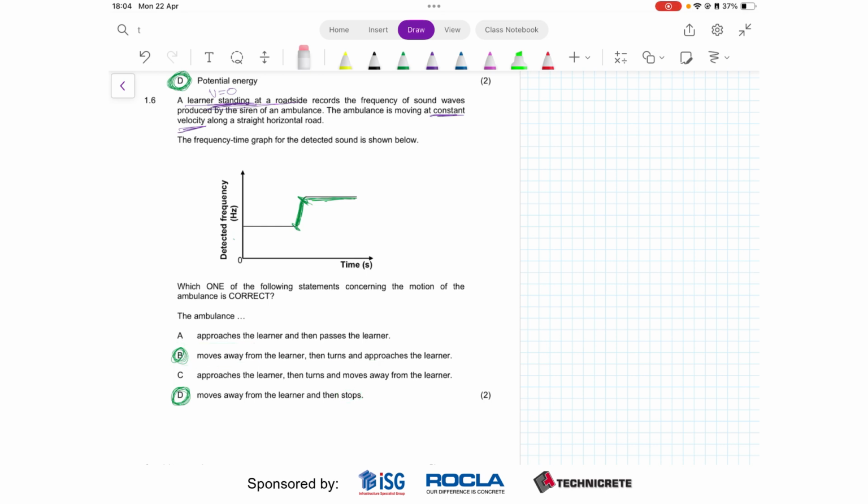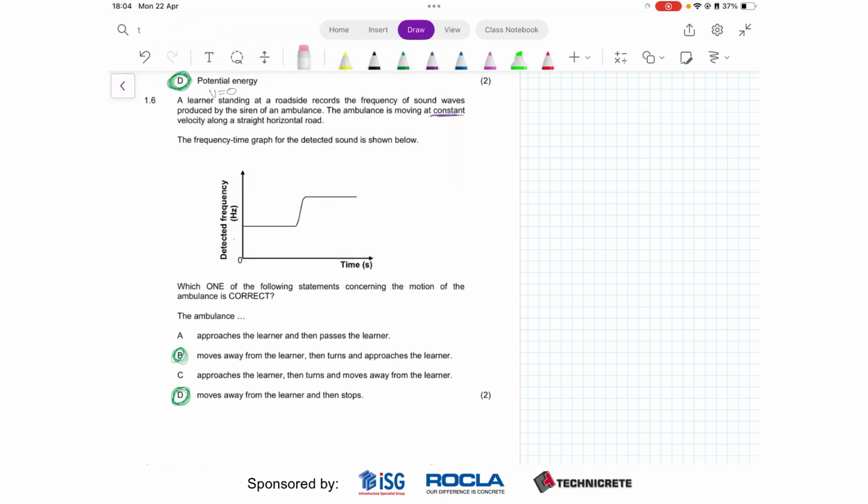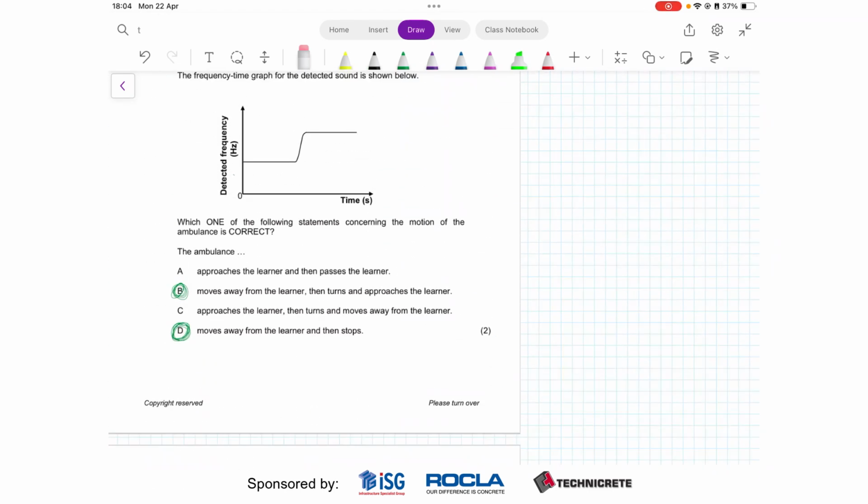So that is why D is also a viable option. Your answer is either B or D. Moving on. Either one, by the way, is correct. If you choose either one of these, you will be fine.